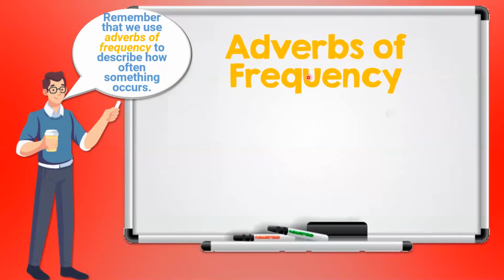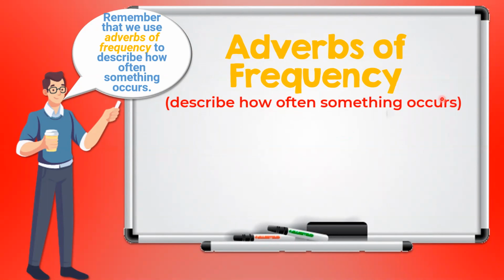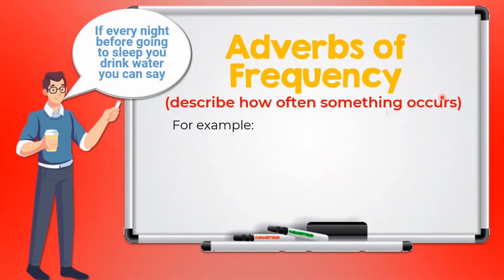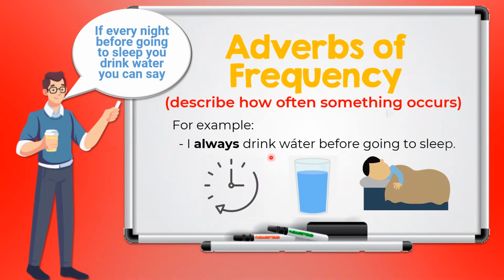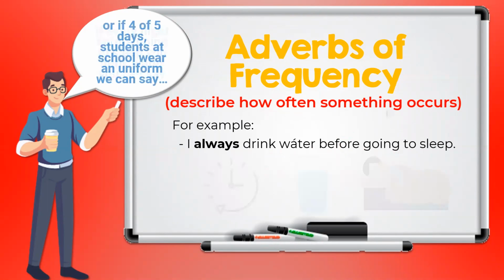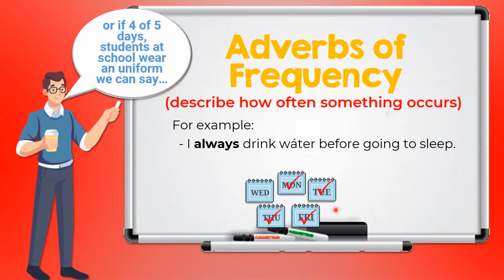Remember that we use adverbs of frequency to describe how often something occurs. For example, if every night before going to sleep you drink water, you can say, I always drink water before going to sleep. Or if 4 or 5 days at school students wear uniform, we can say, students usually wear uniform at school.